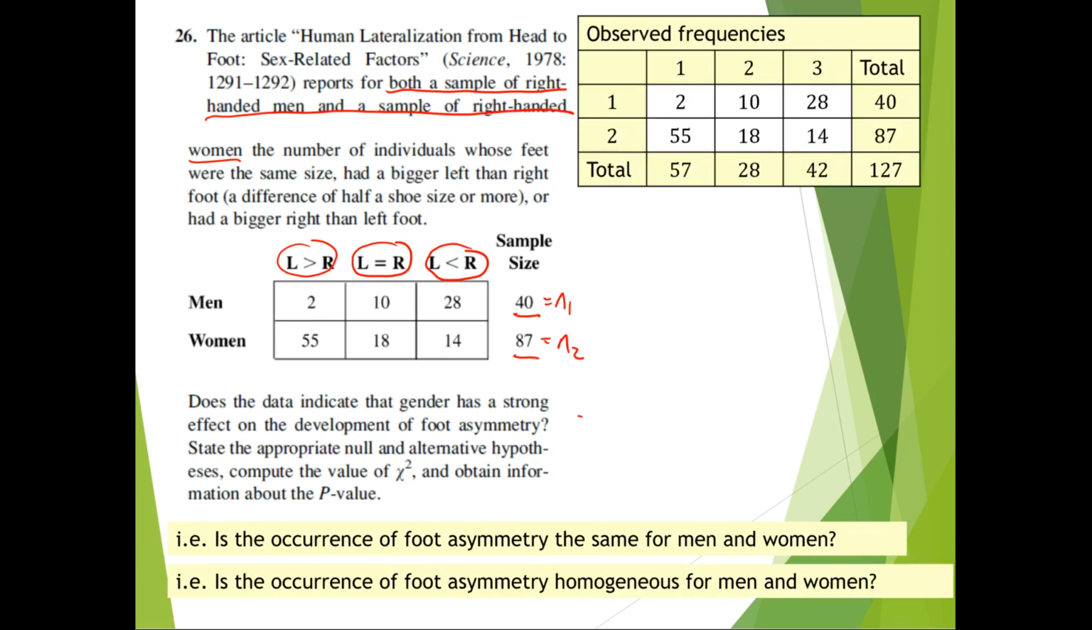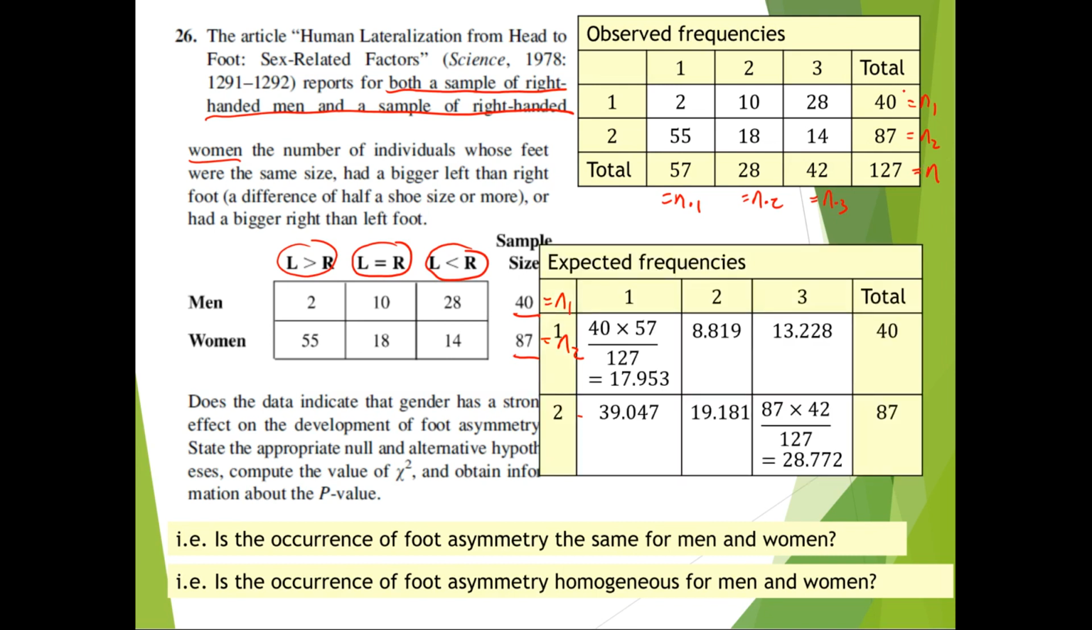Now we have our observed frequencies and I've added the totals there. This is N.1, this is N.2, and this is N.3. This is N1 and this is N2, and this is the grand total for all our calculations. So what are our expected frequencies? The expected frequencies are row total times column total divided by grand total.